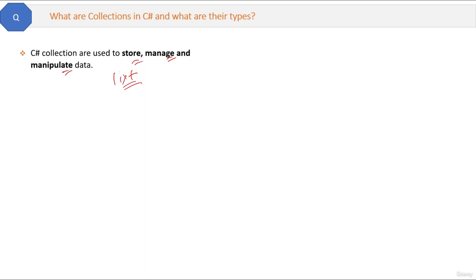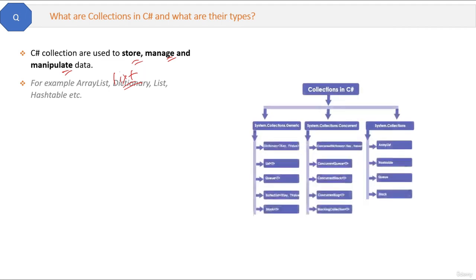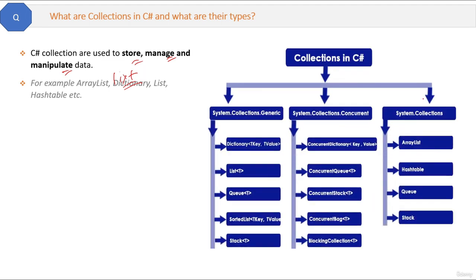The ArrayList and dictionary are examples of collections. Now let me show you the types of collections. Here are the categories of collections. We have three categories of collections in .NET: normal collections, concurrent collections, and generic collections. Remember, these are the categories. But if someone asks you the types of collections, then you have to say ArrayList, hash table, dictionary, list. Whatever you know from this list, you should share that.